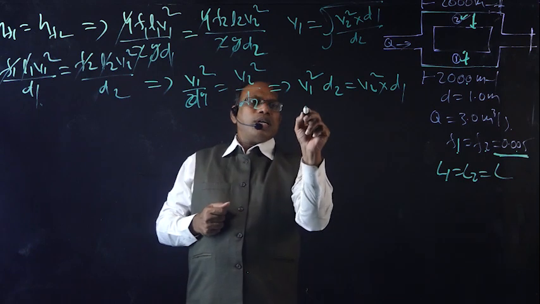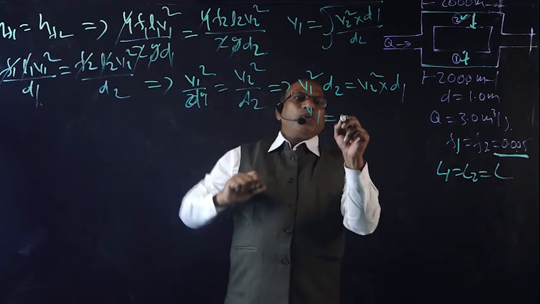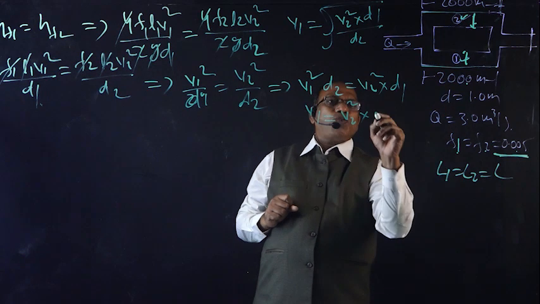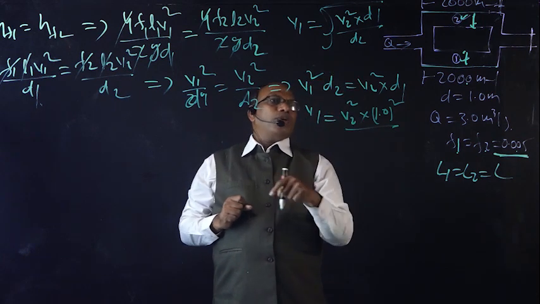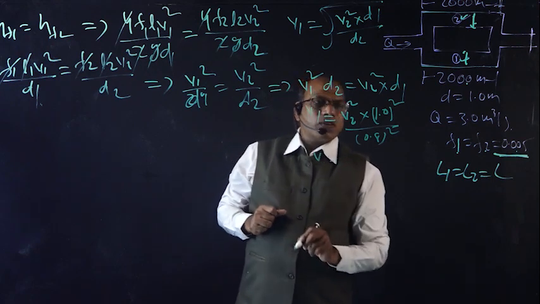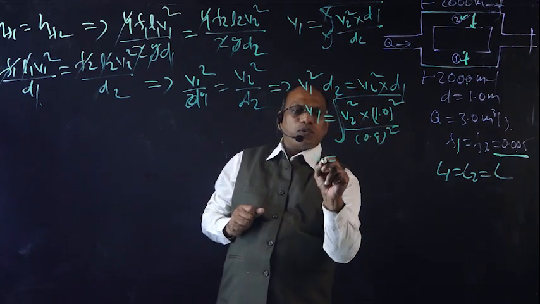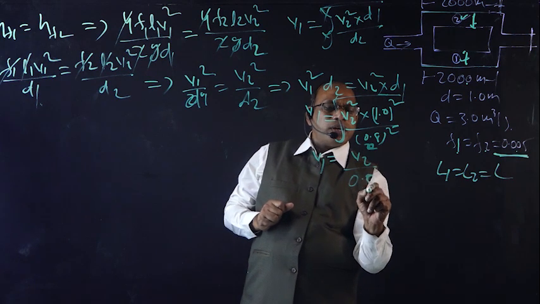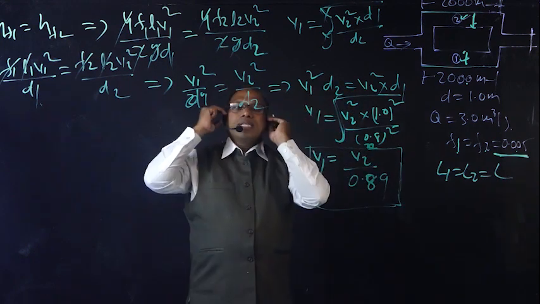Right, what are the values? Therefore, V1 is equal to square root of V2 square into, what is the D1? Diameter of pipe 1, that is equal to 1 meter, 1.0 square, divided by, what is D2? D2 is equal to 0.8 square. Therefore V1 is equal to V2 divided by 0.89. Right, this is the relation between the velocity V1 and velocity V2. This is the relation we have.